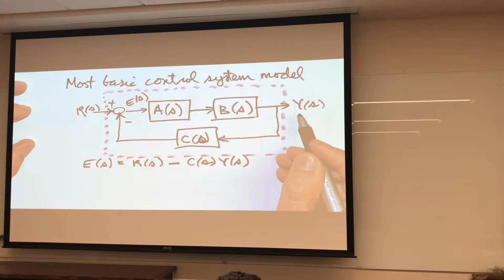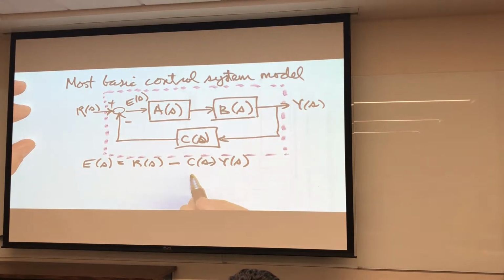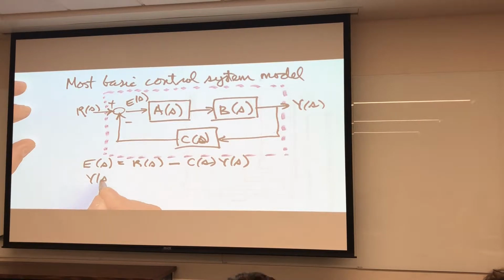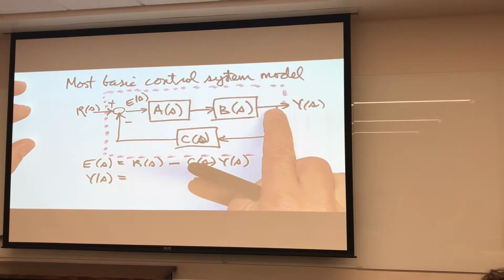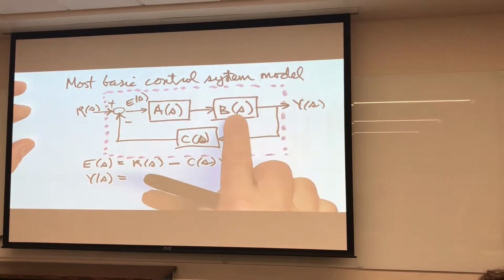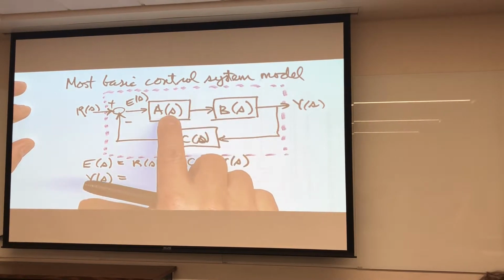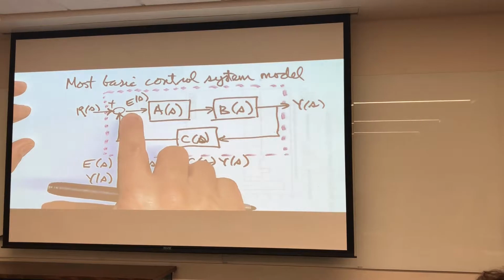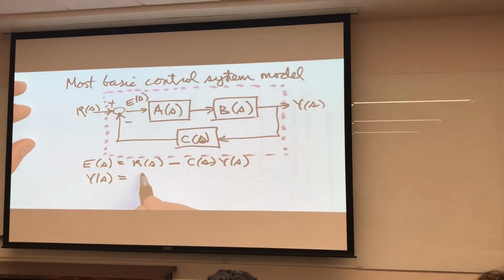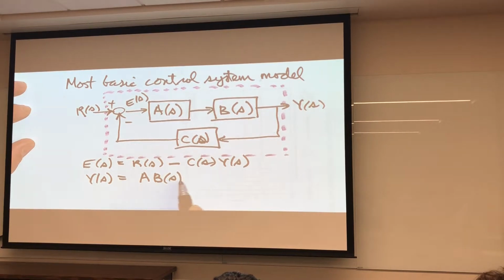All right, and I might write another equation for the output Y. Say, what is Y? Y is the output of this box. So it looks like B is operating on something, and that something is operating on A, and that something is operating on E. So I could say this is maybe A times B, that function multiplied together of s, and then multiplying E of s.